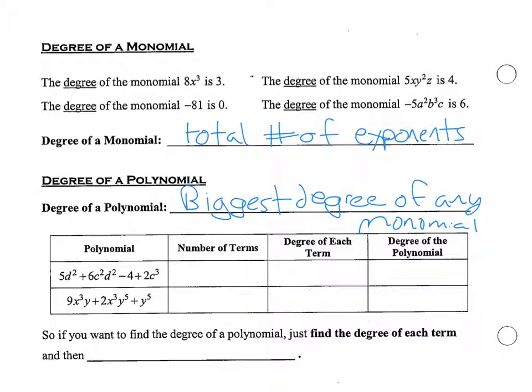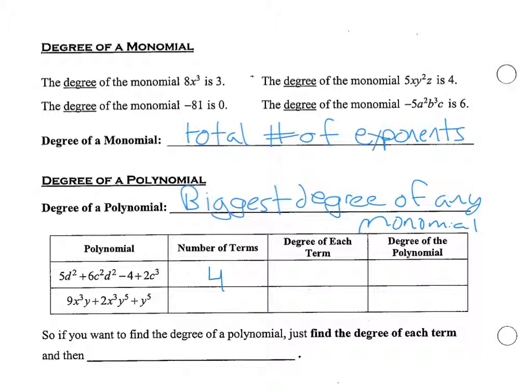So let's look at these examples. Here's the polynomial: 5d squared plus 6c squared d squared minus 4 plus 2c cubed. Looks kind of confusing, okay? But let's break it down. How many terms are there? 1, 2, 3, 4. So there's 4 terms.